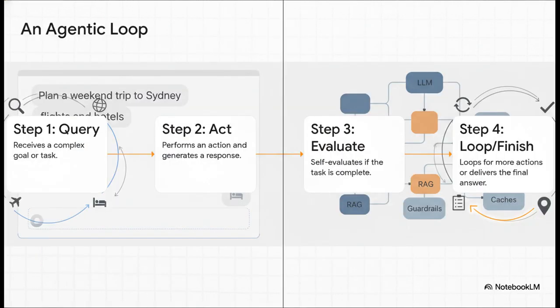So let's just walk through how that loop works. An agent gets a complex goal. Say, plan a weekend trip to Sydney. It takes a first step. Maybe it searches for flights. Then it evaluates its own work. It asks, am I done? And if the answer is no, it loops back, using what it just found to take the next step, like searching for hotels. It just keeps doing this, looping and refining until the entire task is complete.